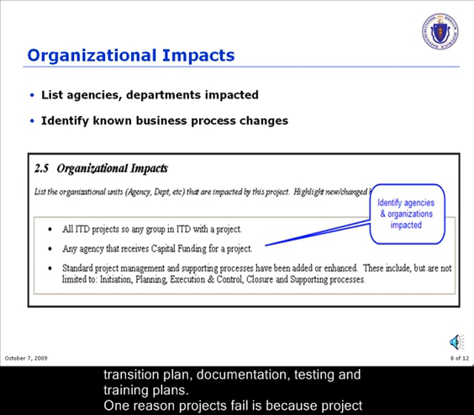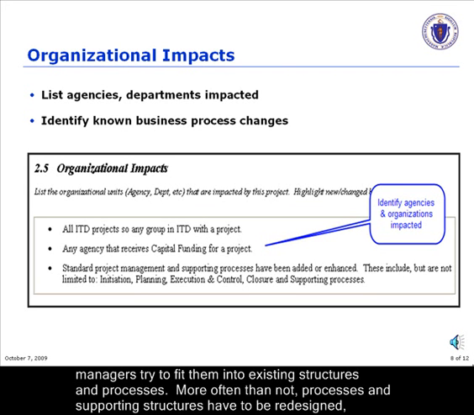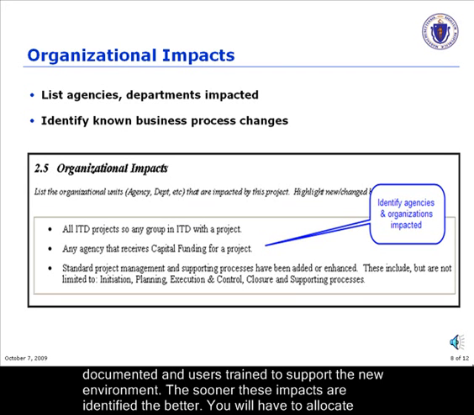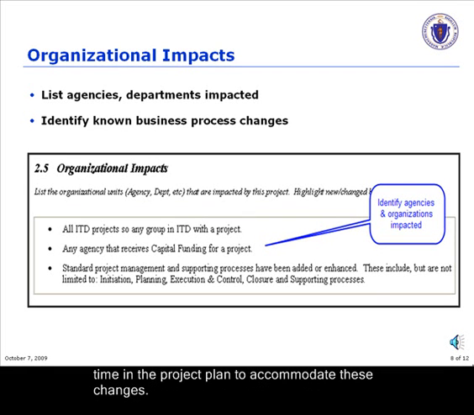One reason projects fail is because project managers try to fit them into existing structures and processes. More often than not, processes and supporting structures have to be redesigned, documented, and users trained to support the new environment. The sooner these impacts are identified, the better. You will have to allocate time in the project plan to accommodate these changes.